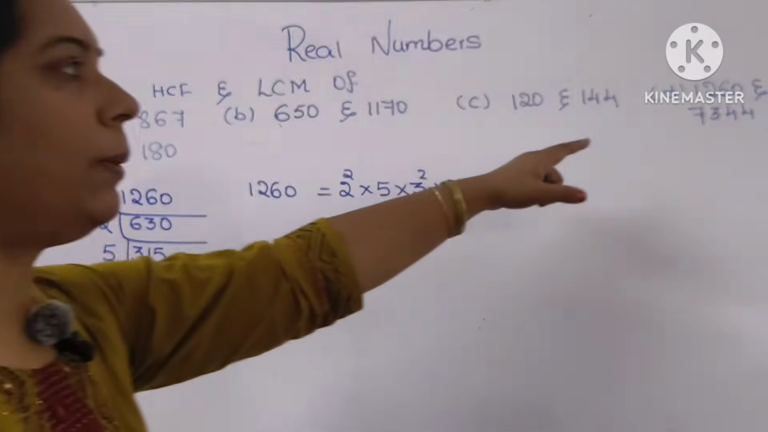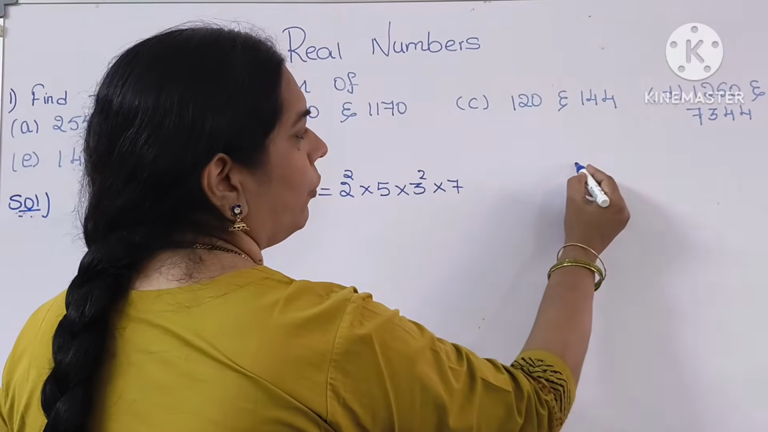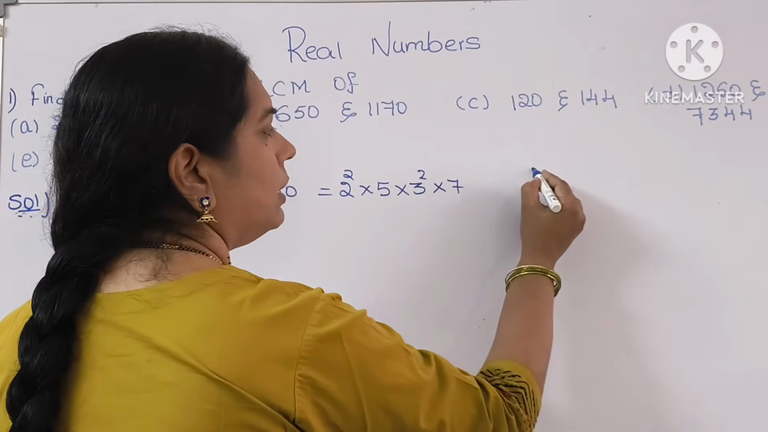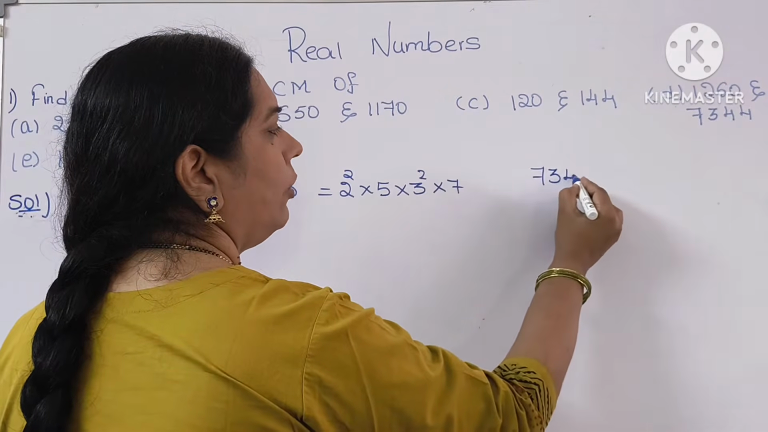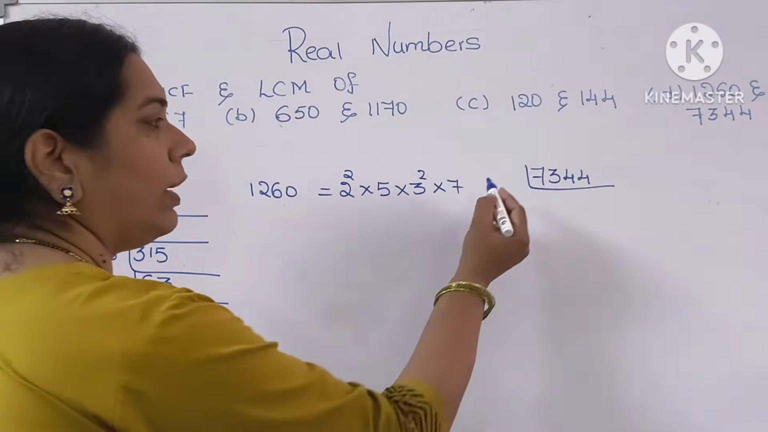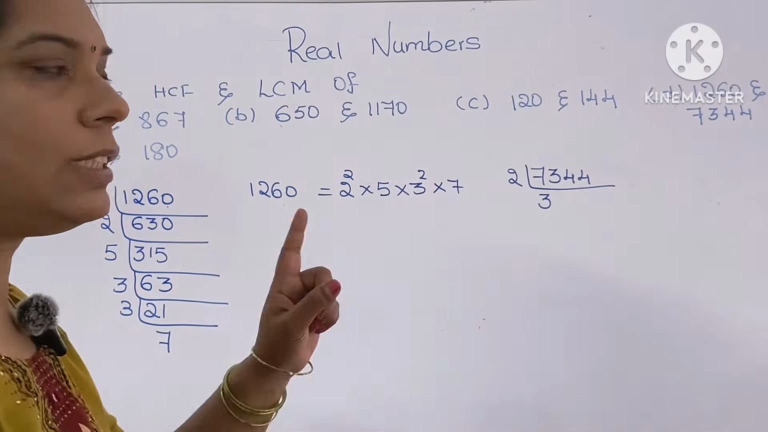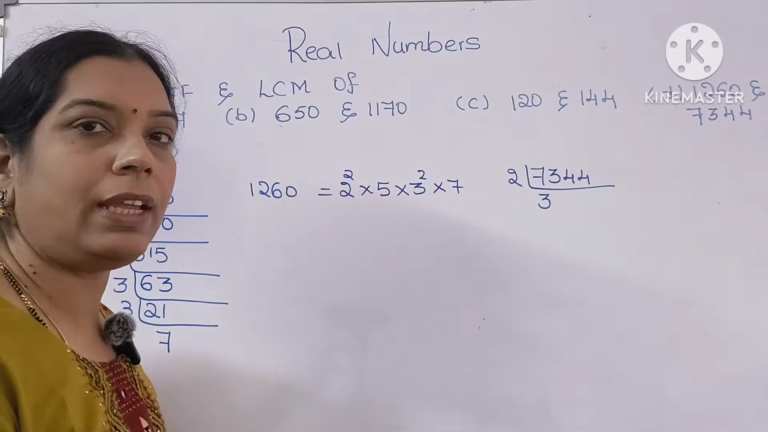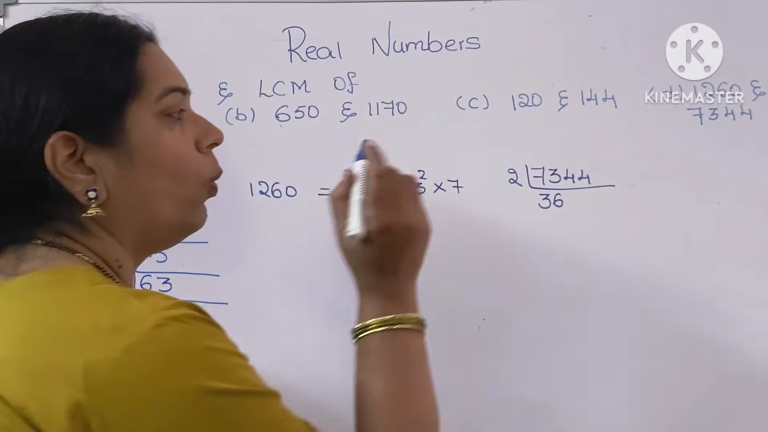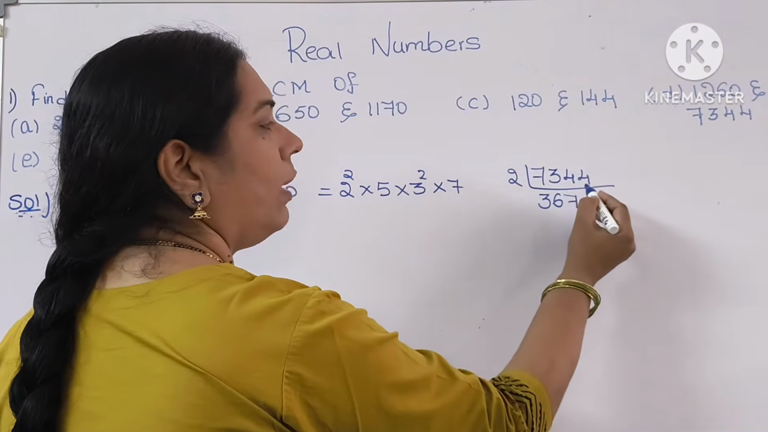Now, let us find the prime factorization of the other number, which is 7344. I will write it a little on this side. 7344. Again, see, the number is ending with an even number. So, divide it with 2. 2 threes are 6. 7 minus 6 is 1. 1 and 3 makes it 13. So, 2 sixes are 12. 13 minus 12 is 1. 1 and 4 makes it 14. 2 sevens are 14. We are left with 4.